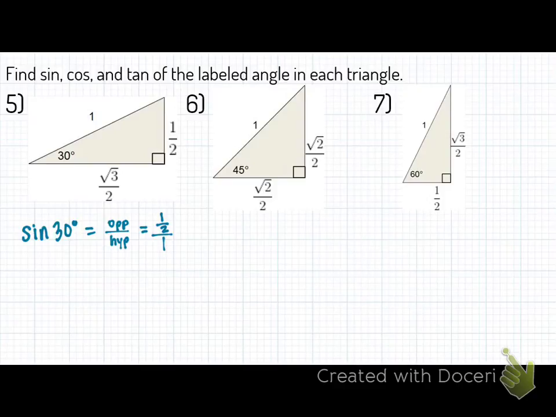What's anything divided by 1? Itself. Good. It's itself. So this one's 1/2. The sine of 30 degrees is 1/2. Okay? And we want to have a fractional answer. Now, you could have just gone to your calculator and put sine of 30. You get the same answer. But I want you to notice.